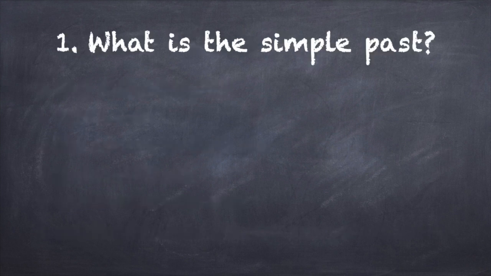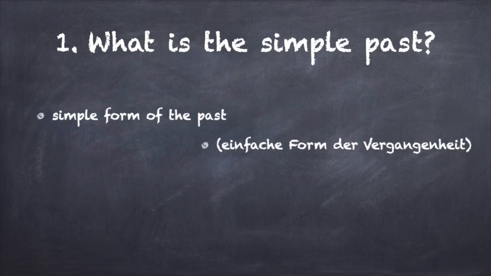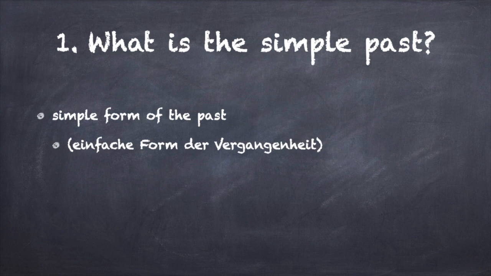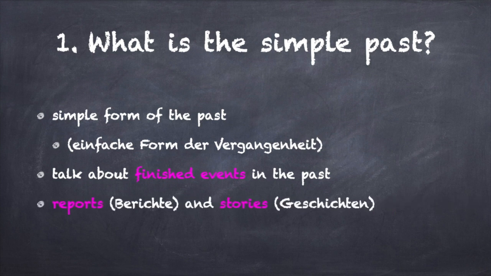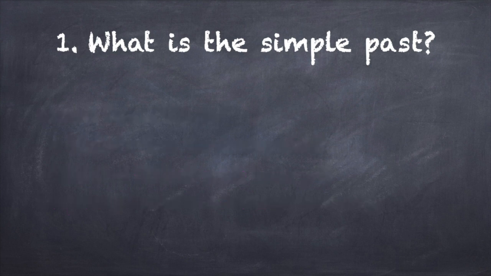So what is the simple past? Well, as the name says, it is a simple form of the past. You also say die einfache Form der Vergangenheit in German. We use it to talk about finished events in the past, also Ereignisse in der Vergangenheit, die abgeschlossen sind, die sich nicht stark auf die Gegenwart auswirken und die nicht noch andauern. You'll find it in reports and stories.